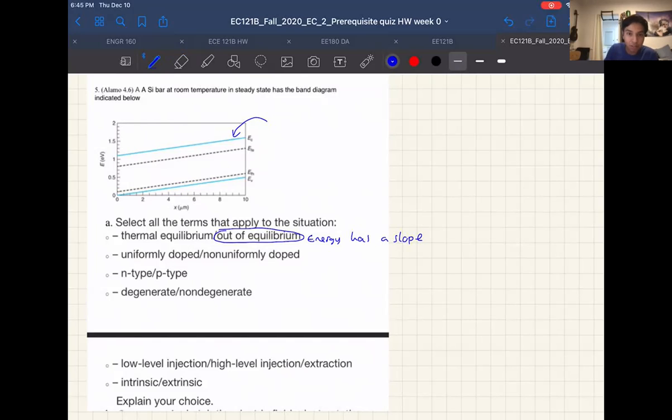This one is actually non-uniformly doped. Oh, it's uniformly doped. How can you tell if it's uniformly doped? If it wasn't, the distance between the Fermi and the conduction band would vary as you move across the x-axis. So as you move this way, if it was non-uniformly doped, you would see a difference between this distance.